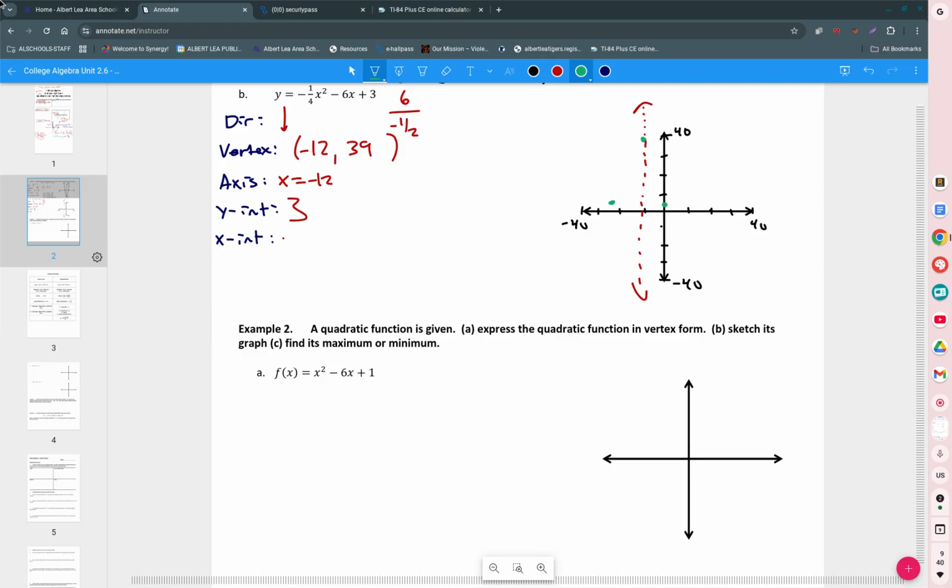So based off of my graph right now, based off of what I've drawn here, talk to the person next to you. What would you estimate? Just estimate. What would you estimate to be the x-intercepts? Make a guess. What do you think they are? Go. How about 1 and negative 25?